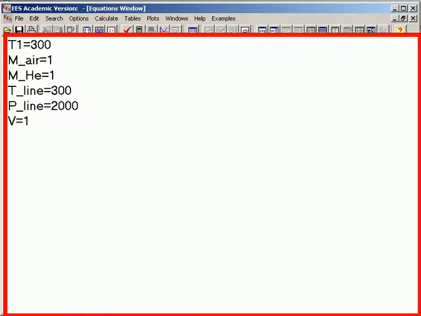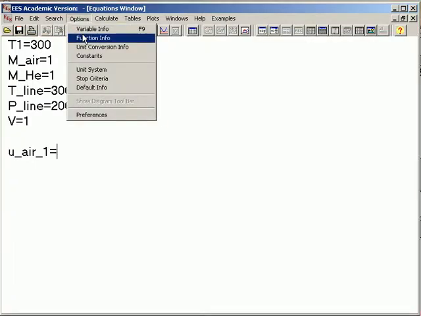The unknowns that we need to work with are the internal energy, for instance, of all the different species, and the enthalpy of the helium. So if we go ahead and define a variable u_air at state 1, that would be the internal energy of the air in the tank at the initial condition. We need some expression for the internal energy, and here is where EES's functionality is at its best.